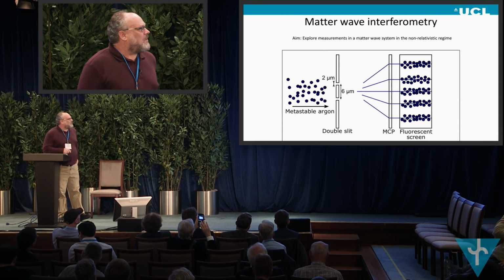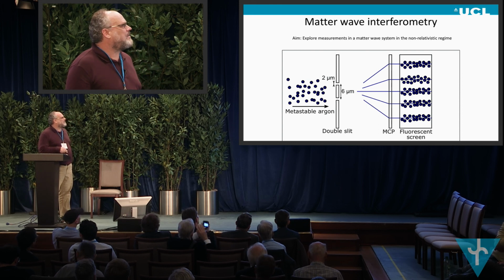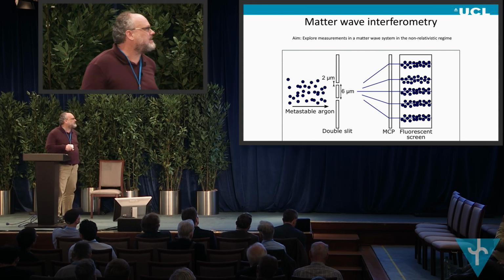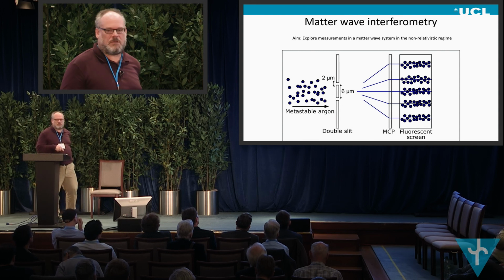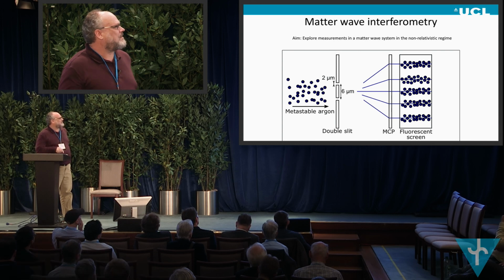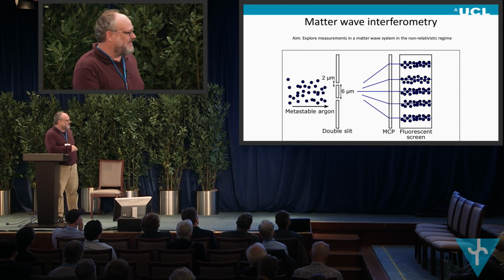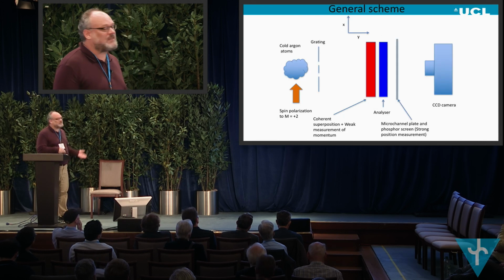The idea is to replace the photons here with atoms, in our case metastable argon atoms, and I'll explain why. We do a similar double slit experiment with a weak stage somewhere in here, which I'll talk about soon, and then make a strong measurement of the position of these atoms as they fall onto the surface. This describes why we use atoms. The general scheme is the same.